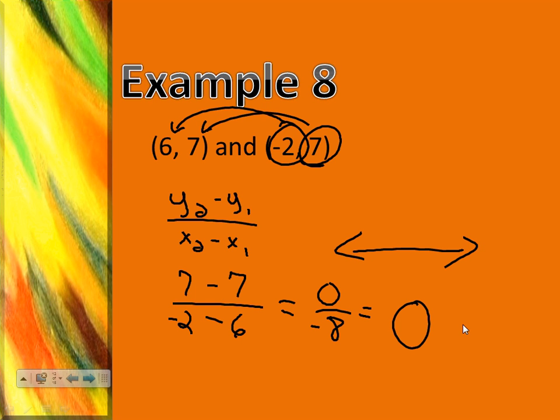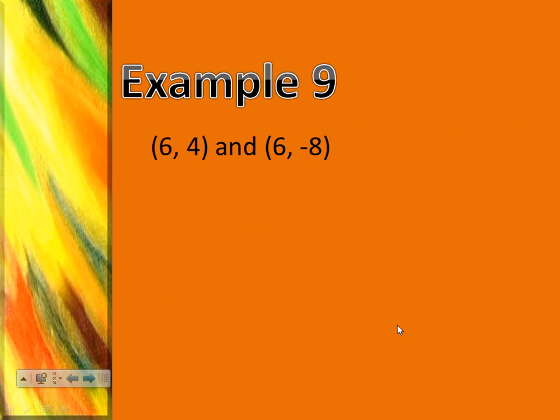If you graph these 2 points, and if you don't know on the test, what can you do? Can you graph those 2 points? Over 6 and up 7. Left -2 and up 7. Flat. Graph it. Look at it. Does that make sense? It's a 0 slope. So, last one, I promise. Tomorrow question?